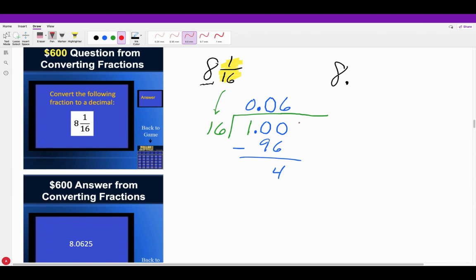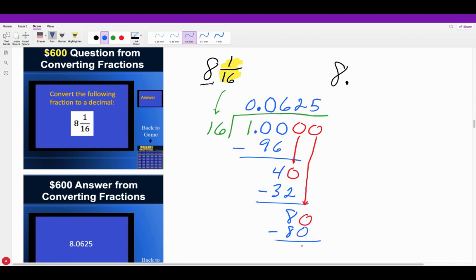Then 16 can't go into 4, so I need to add another 0, and I'm going to bring that down. And how many times does 16 go into 40? Well, it goes into it 2 whole times. 16 times 2 gives me 32. So I'm going to subtract here, and this then gives me 8. Once again, 16 can't go into 8, so I'm going to go ahead and add another 0 and bring it down. And 16 goes into 80 5 times. And 16 times 5 is 80. So then when we subtract here, we have a remainder of 0.